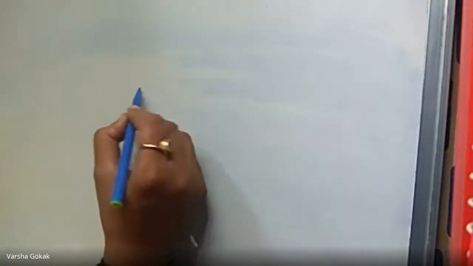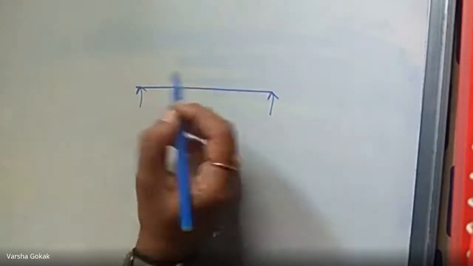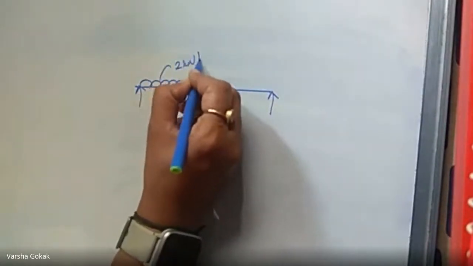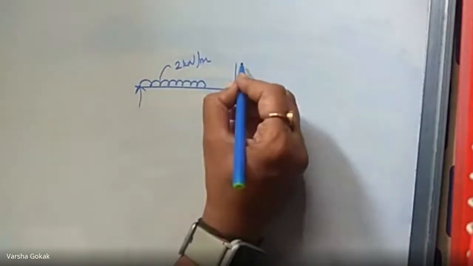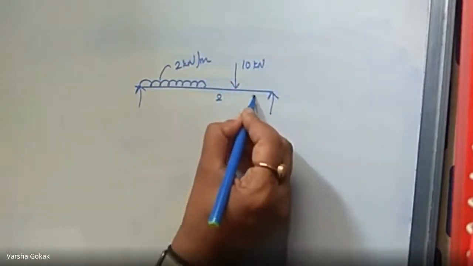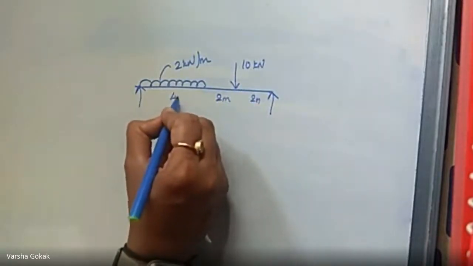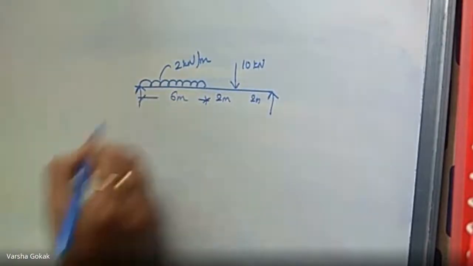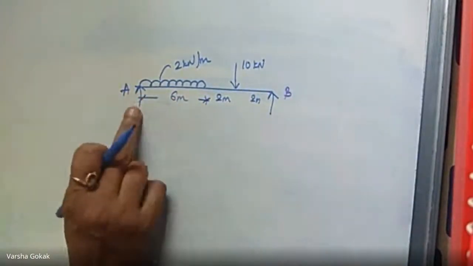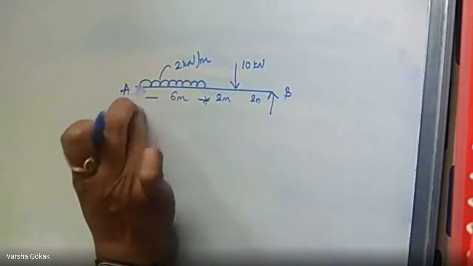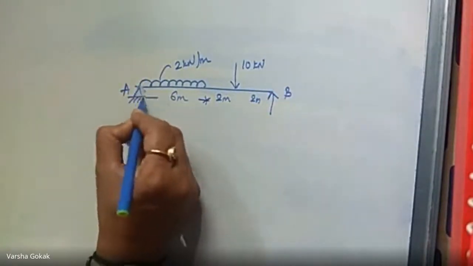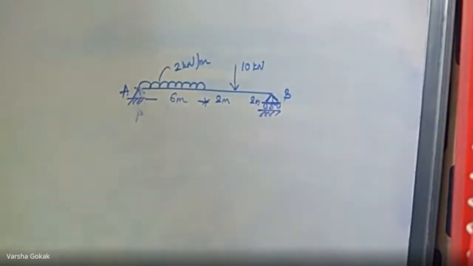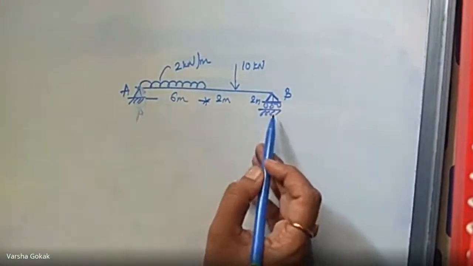Now I want to take a simple example. Say there is a beam, and I have a UDL of 2 kilonewton per meter, and a point load of 10 kilonewton. This is 2 meters, 2 meters, and this is 4 meters, or 6 meters. This is your A, this is your B. I have shown it directly as simply supported. If I want to show it in terms of support system, then let this be a hinge and a roller. So support A is a hinge, support B is a roller.